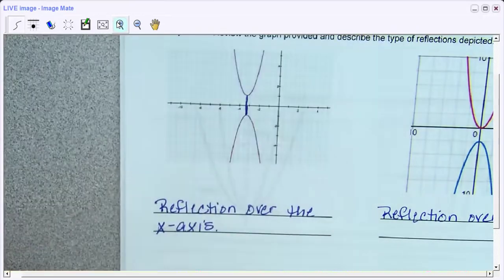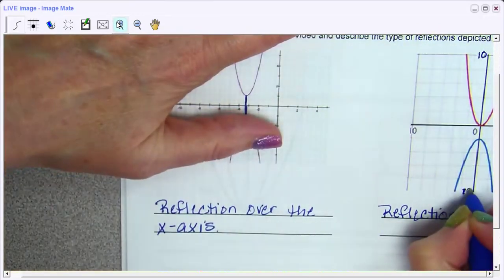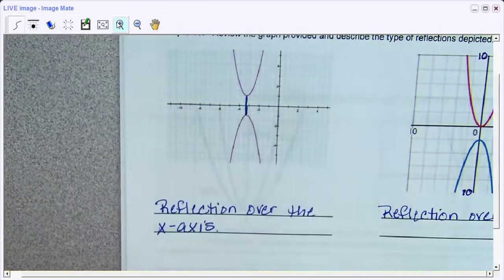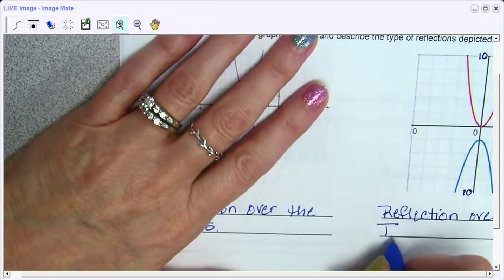Actually, on this one, it's 2. Do you see why it's 2? Because this is 10 up here. It's going by 2s, but at first I saw it and said 1. So yeah, translation 2 units down.